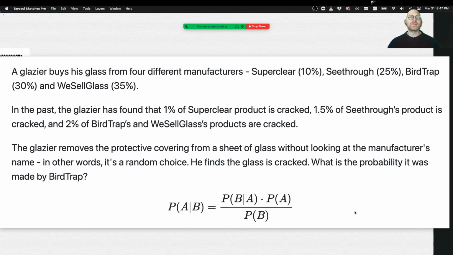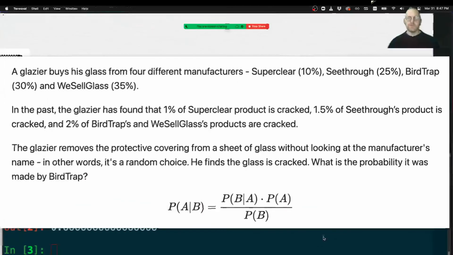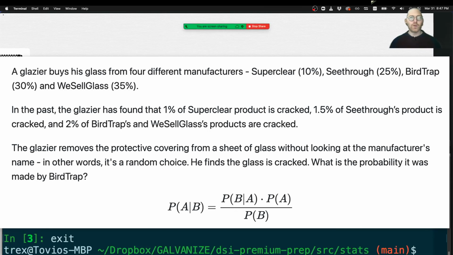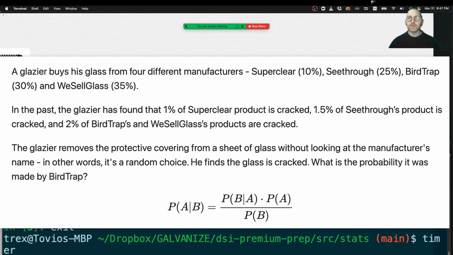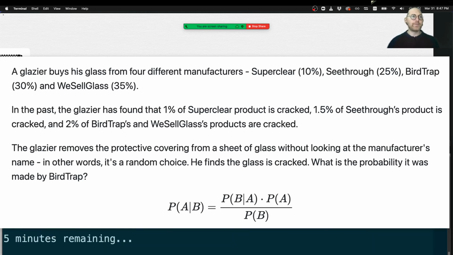Okay, so let's do 5 minutes on this one. I think it's reasonably more complex. So let's do 5 minutes, and then we'll have enough time to solve it. Okay.